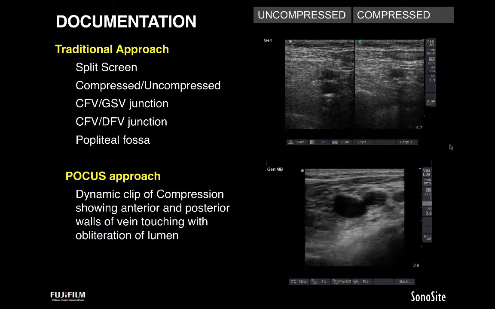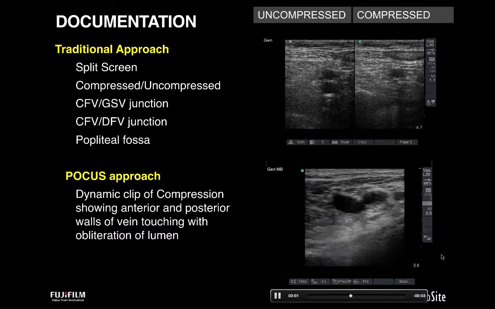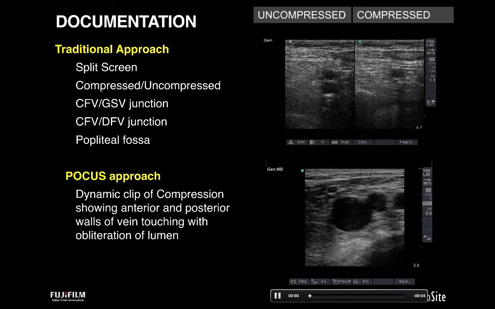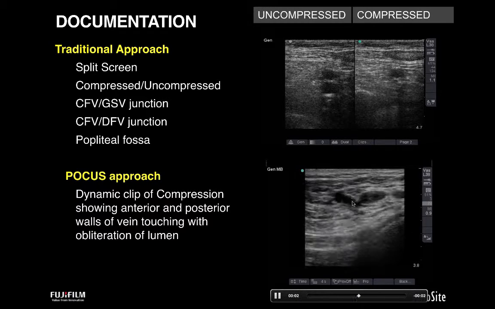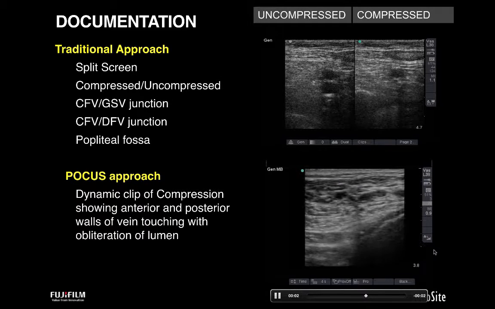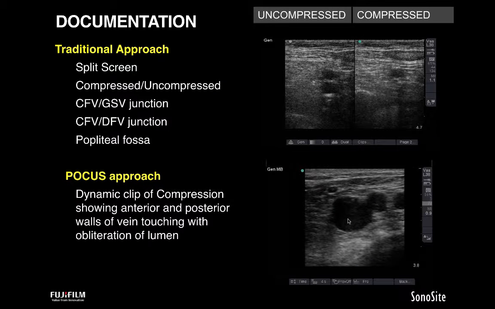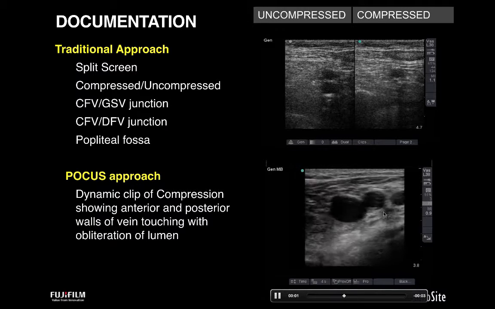An easier way, and the way that I advocate, is I tend to save clips, right? And I begin the clip just at the beginning of my compression. I apply force. I show that the lumen is obliterated and that there's nothing within it, and that's how I document. One last point I would make on that is the amount of pressure you should use should not be so high as to deform the artery.